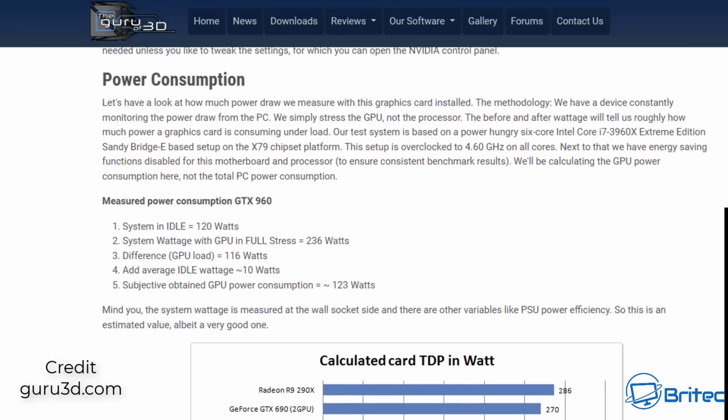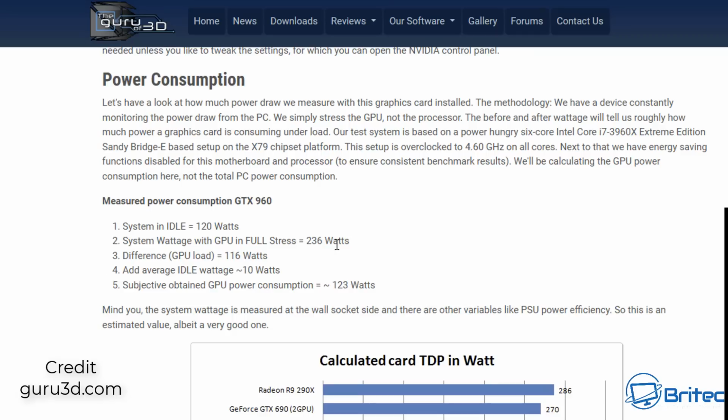GTX 960. So you can see here, number one, system idle mode equals 120 watts, system wattage with GPU in full stress mode, 236 watts, and the difference, GPU load, equals 116 watts. Add average idle wattage, 10 watts, and then subjective obtained GPU power consumption, 123 watts. That right there tells you that that card is pulling a fair bit of power.